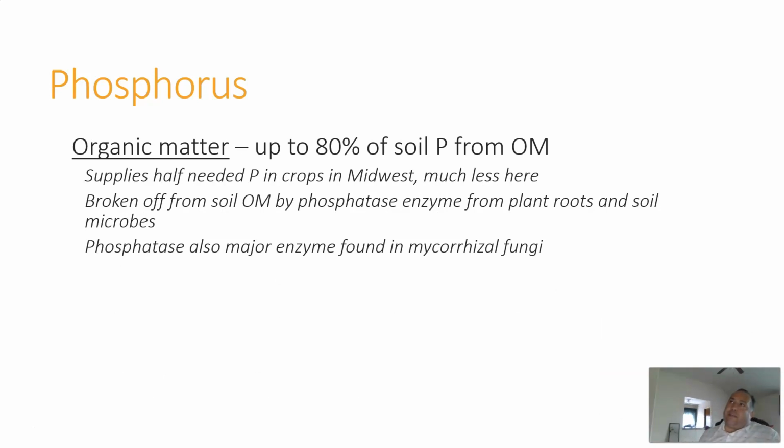So one of the other big things with organic matter is that up to 80% of phosphorus comes from organic matter. That supplies about half the phosphorus needed in crops in the Midwest, but much less here. So the phosphorus gets broken off from the soil organic matter by a phosphatase enzyme from the plant roots and the soil microbes, and then phosphatase is also a major enzyme found in mycorrhizal fungi.